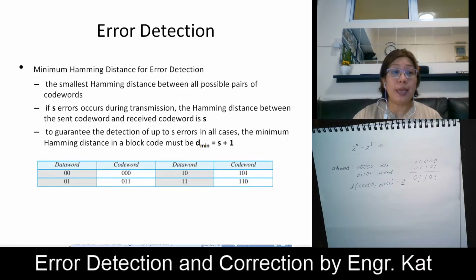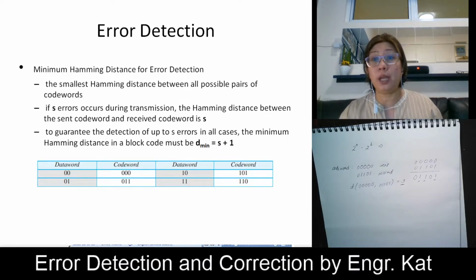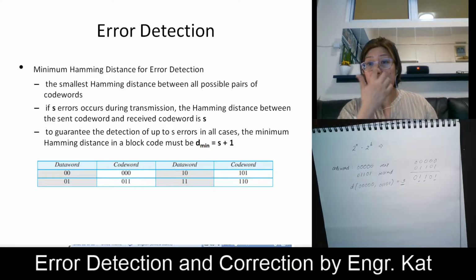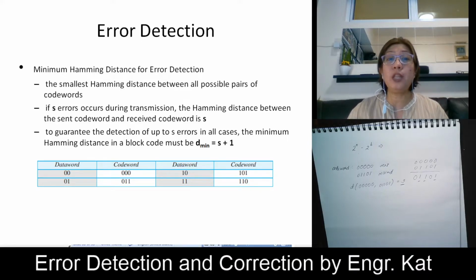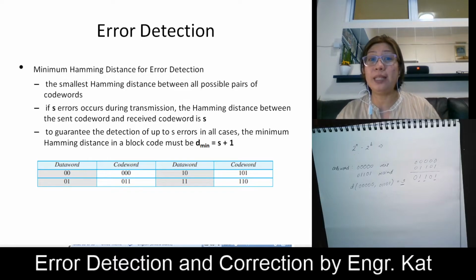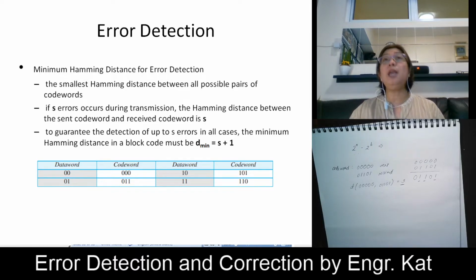Okay, so if our error is S, how do you find the minimum Hamming distance if we want to detect up to S errors? S is equal to 1 if you want to detect 1 error, S is equal to 2 if you want to detect 2 errors, and so on. If S errors occur during transmission, the Hamming distance between the sent code word and the received code word is S.